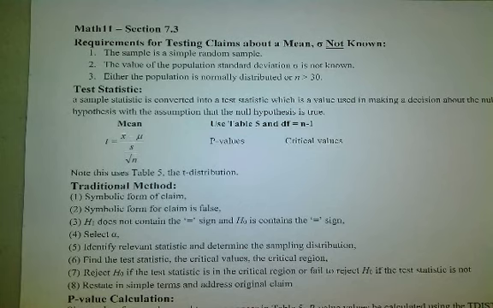Select alpha, which usually is given to us. Identify relevant statistics and determine the sampling distribution, which in this case means using Table 5 and finding the appropriate t-score. We find the test statistic, the critical values, and the critical region. We reject H0, the null hypothesis, if the test statistic is in the critical region, or fail to reject H0 if it is not. And then we restate in simple terms and address the original claim.